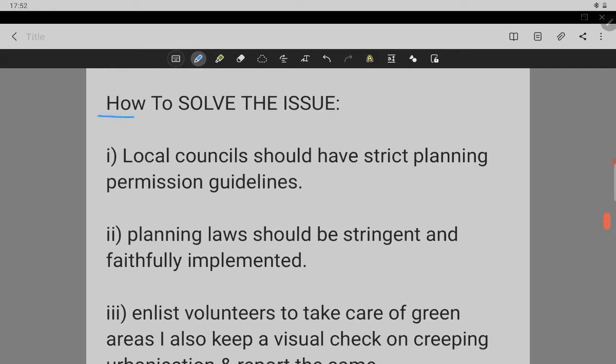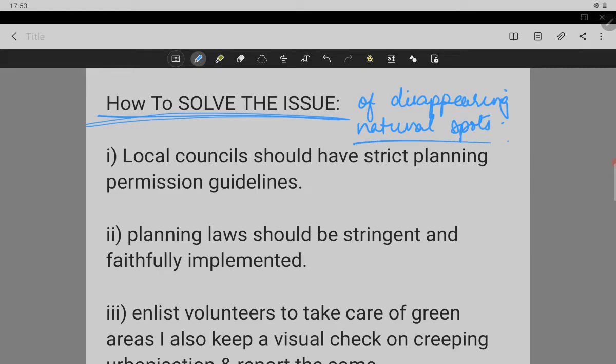So here is paragraph number 3: how to solve the issue of disappearing natural spots. Right? So, how can we protect these places? First, the local councils should have strict planning permission guidelines. So, every local area should have strict planning and permission guidelines.